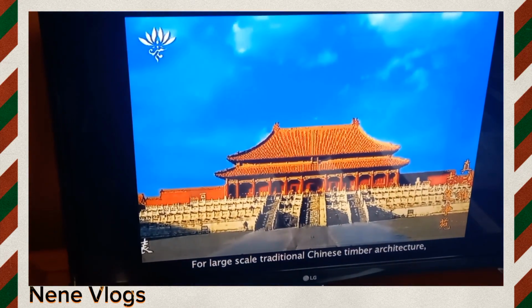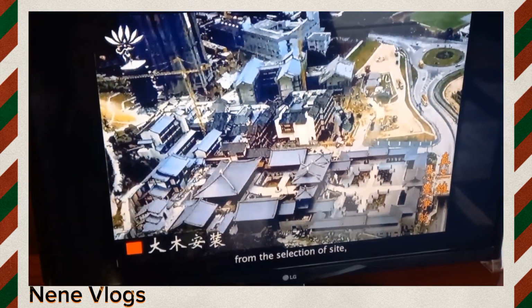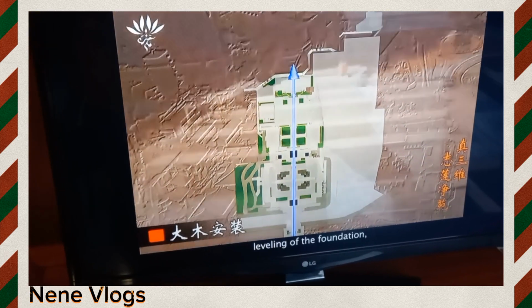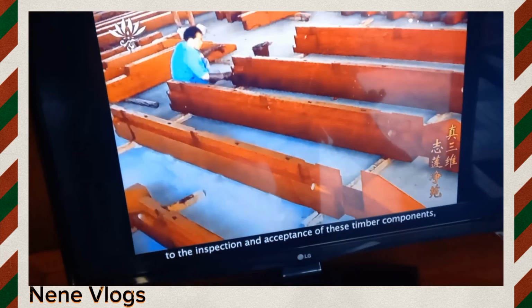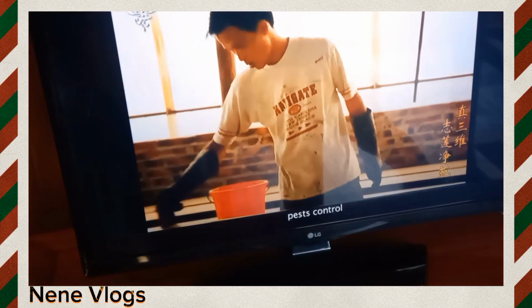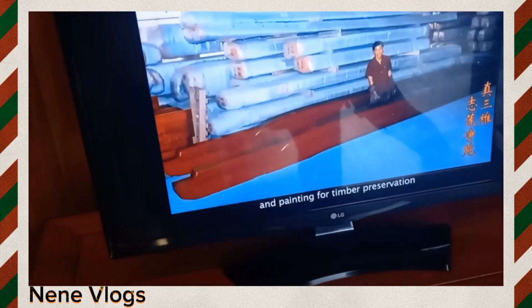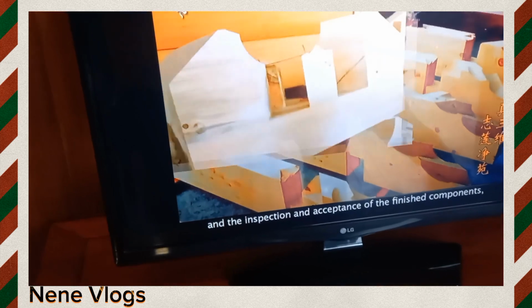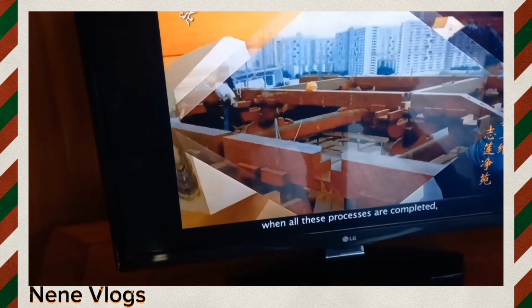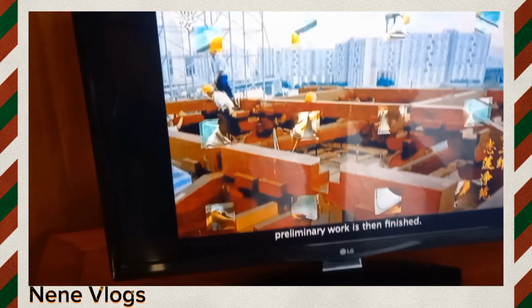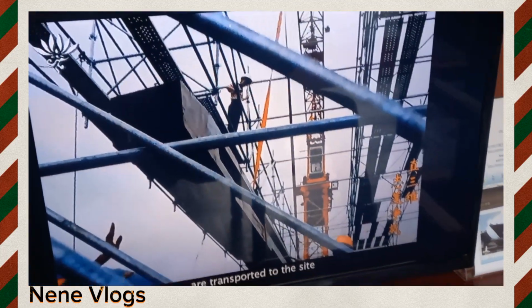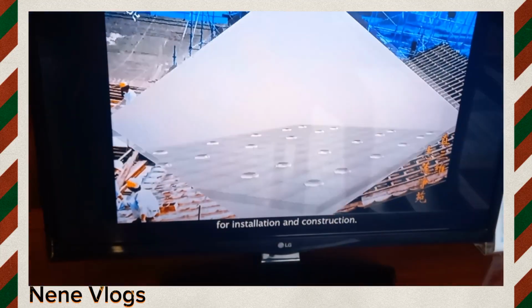For large-scale traditional Chinese timber architecture, there are preliminary steps: from the selection of site, determination of the central axis, leveling of the foundation, anti-corrosion and timber preservation, and the inspection and acceptance of the finished components. When all these processes are completed, preliminary work is then finished. Subsequently, timber components are transported to the site for installation and construction.